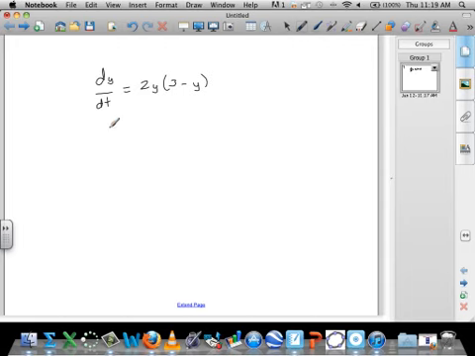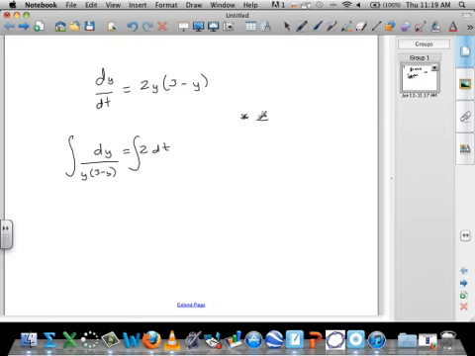Okay, so first of all, for separation, I'm going to leave the 2 on the right side here. So I'll have 2 dt on the right, and on the left I'm going to have 1 over y times (3 minus y) dy. So there's my separation step. We have to do our integration. The right side is going to be no problem, but the left side is going to require partial fractions. So let me come off to the side here and figure out what our partial fractions are going to be.